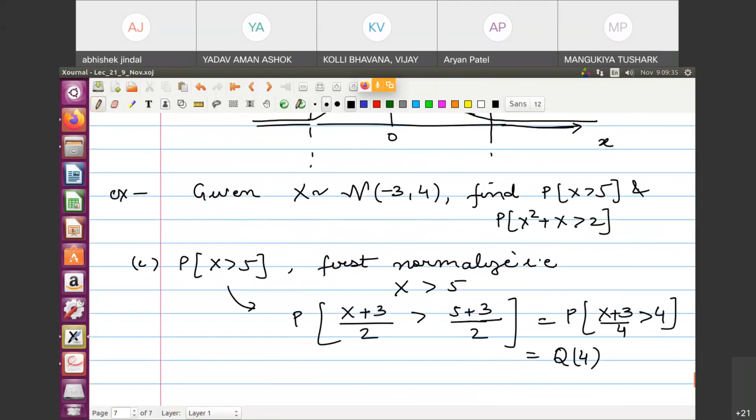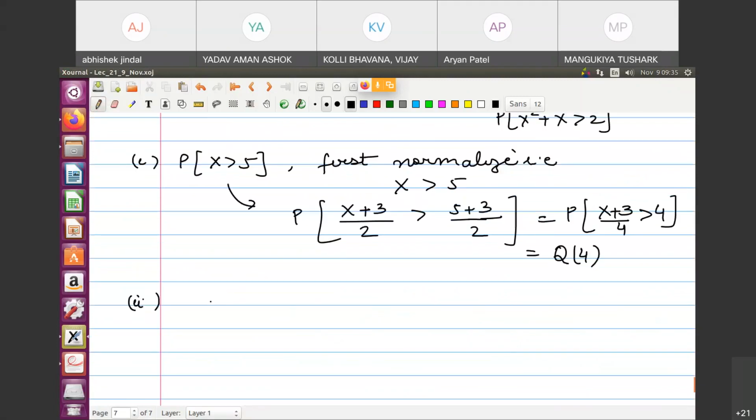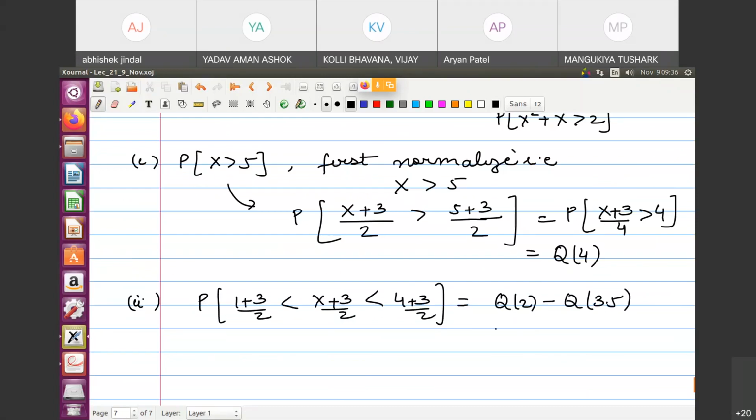One more we can do is that, let me just do one more example. Probability that x is lying between 1 and 4. Okay, so that is the second case. So doing similarly, you will observe that this is the probability that (1 plus 3) by 2 is less than (x plus 3) by 2 and less than (4 plus 3) by 2, which is equal to Q of 2 minus Q of 3.5, or phi of 3.5 minus phi of 2.